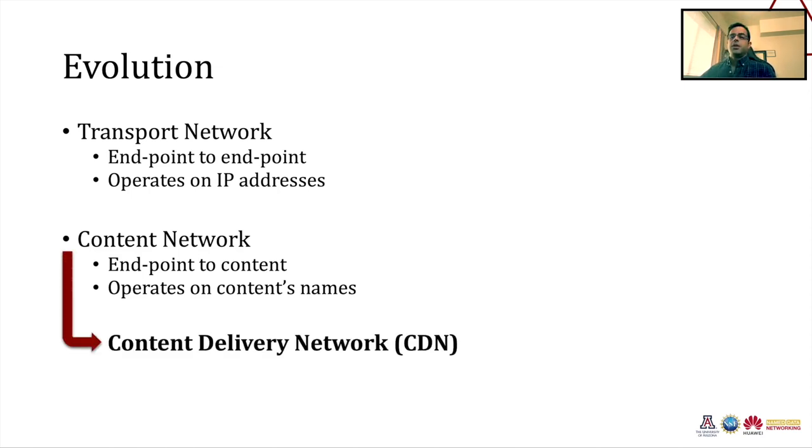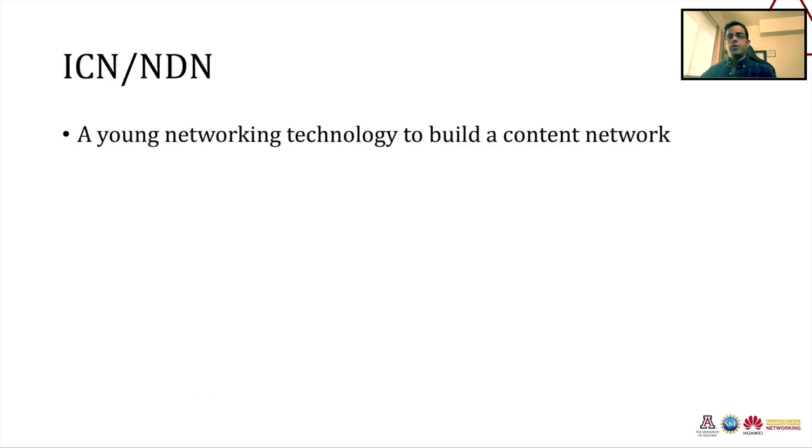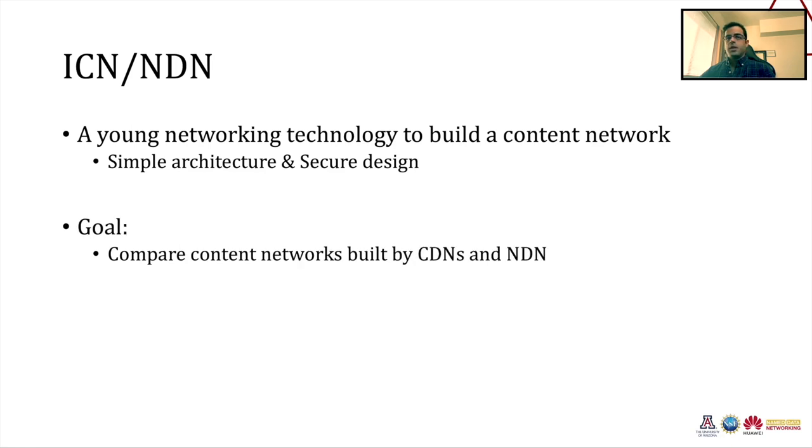To implement a content network over the internet, which is an enormous transport network, CDNs have been deployed. So a CDN tries to build a content network on top of the internet with minimal changes to the internet. ICN and NDN in particular offer a new way to build a content network. And architecturally, NDN offers a simpler, more secure content network by supporting multiple features for content distribution at the forwarding plane.